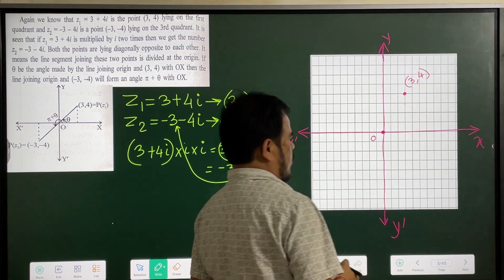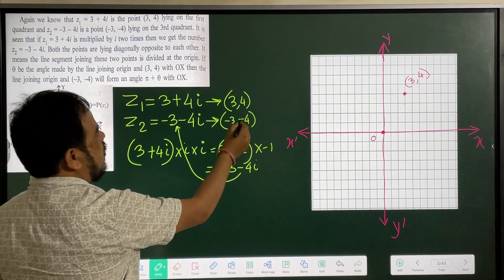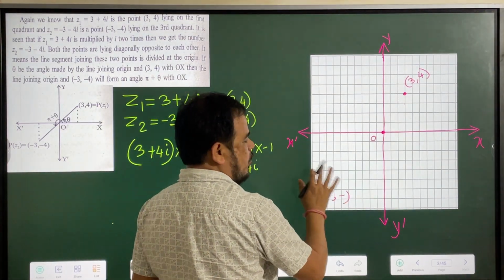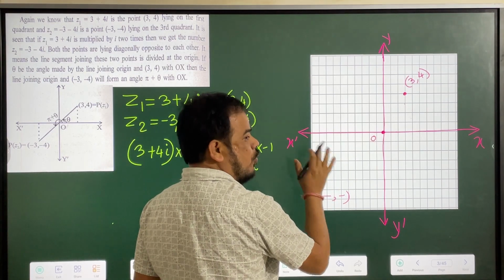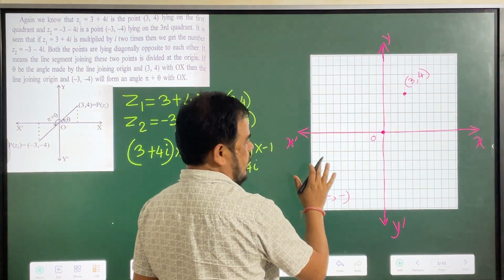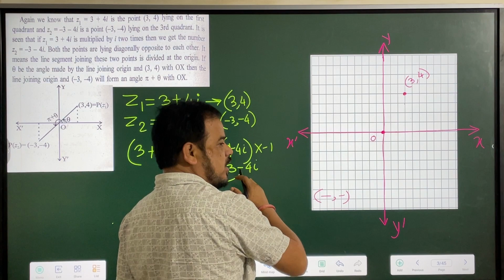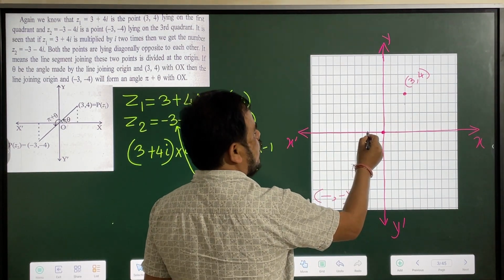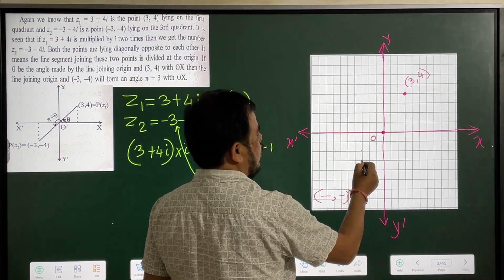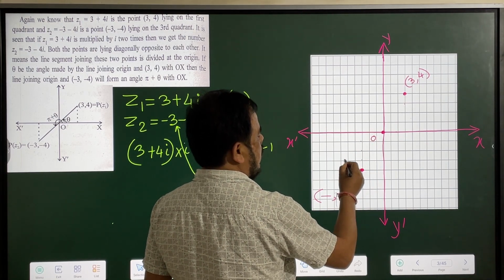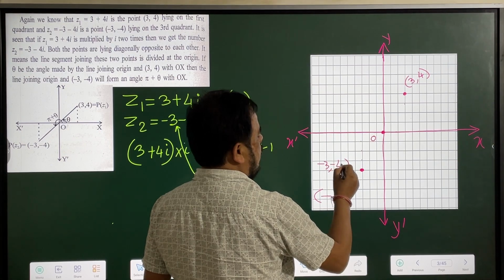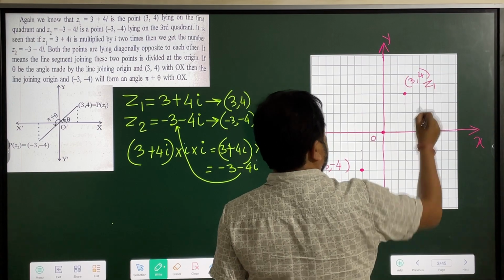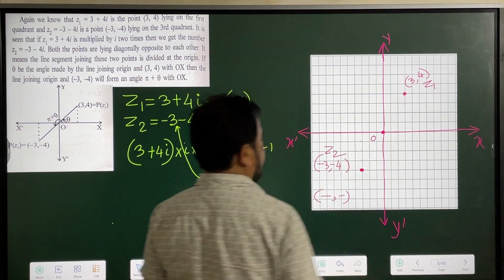That I think you have understood. Another one is minus 3 comma minus 4. So both minus, third quadrant, both minus. This is the only quadrant in which both x and y will be negative. Anyway, x will always be negative towards the left side. So minus 3 comma minus 4. 1 2 3, 1 2 3 4. This is minus 3 minus 4. This is the point for Z1, and this is for Z2.